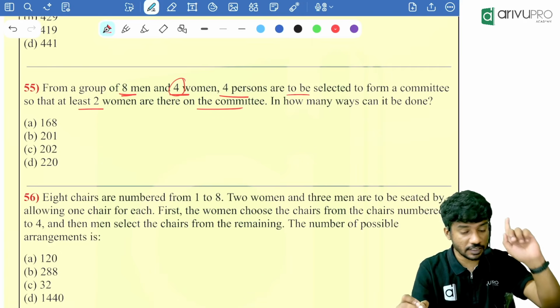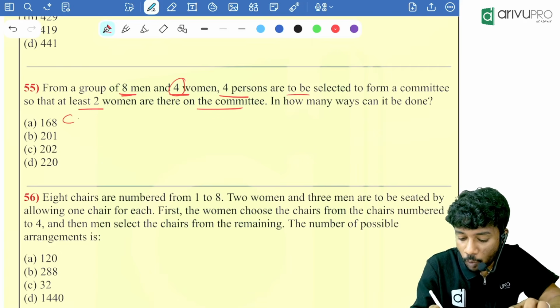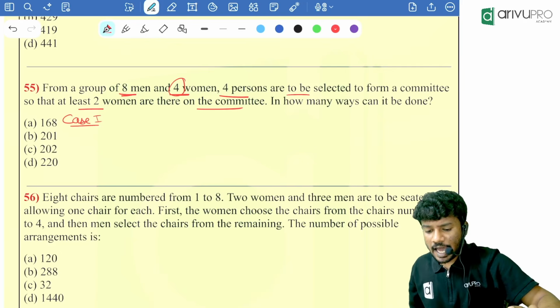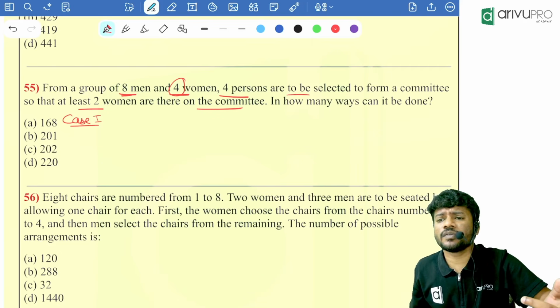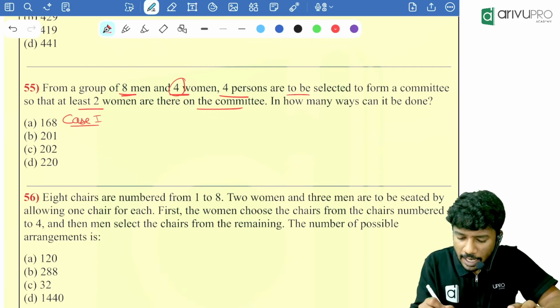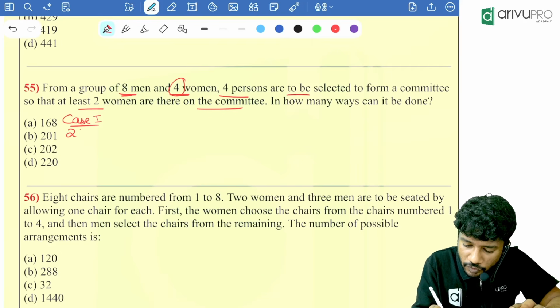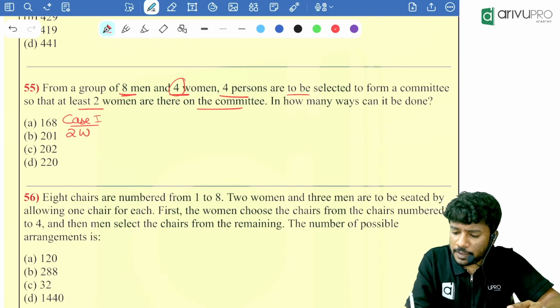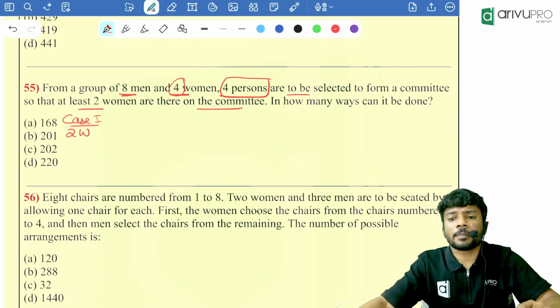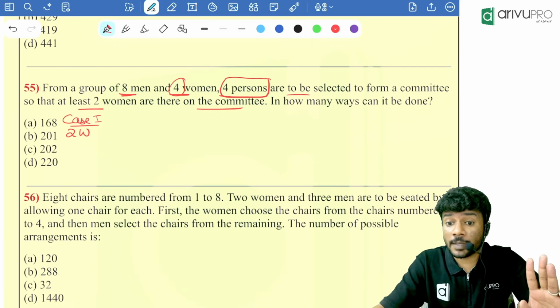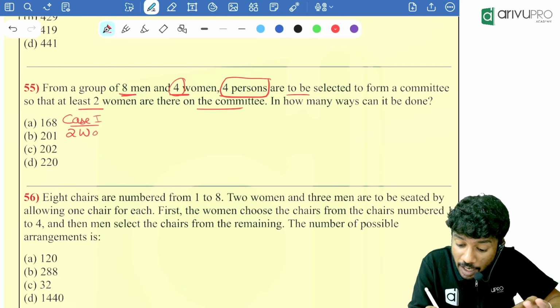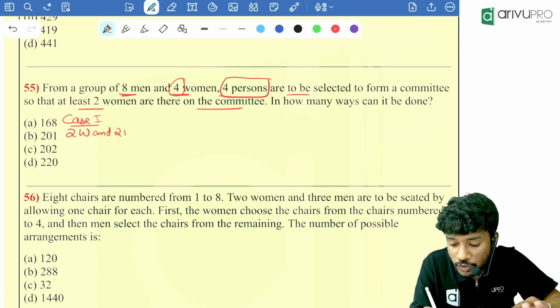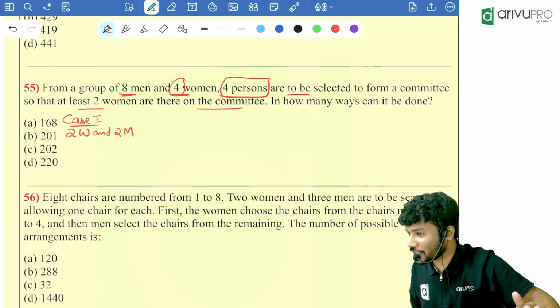Okay, everyone listen carefully. Case 1. I am choosing at least 2 women, which means 2 or more, right? I am choosing 2 women. The committee should contain how many people in total? 4 people. Can I stop with 2 women? No. And how many men should I choose? 2 men. Are you understanding case 1?